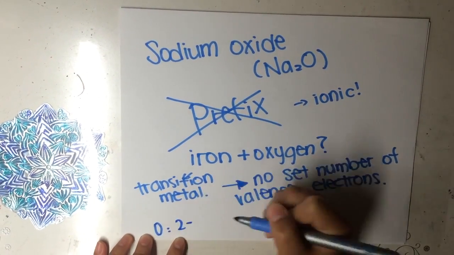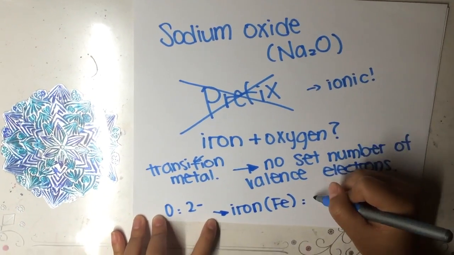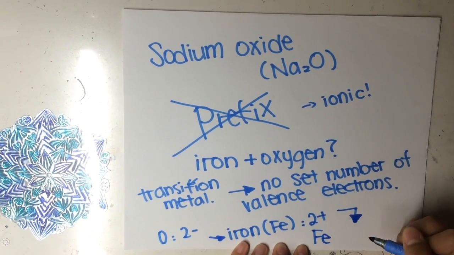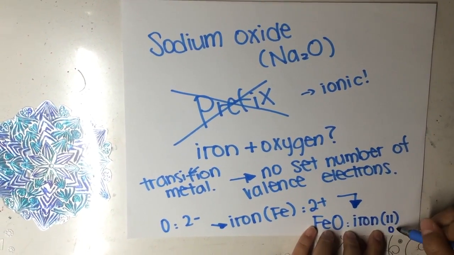So we know that oxygen has a charge of -2. We only have one iron atom, therefore iron needs to have a charge of +2. Here's how we would write that. Iron, parentheses, Roman numeral 2, oxide.